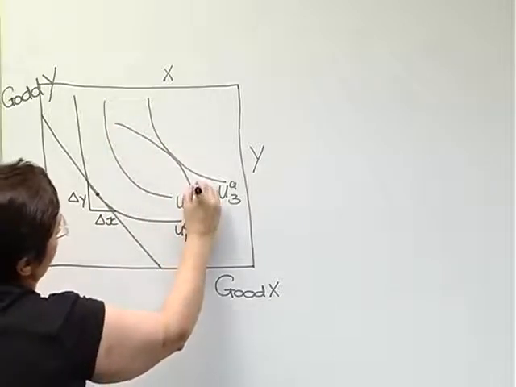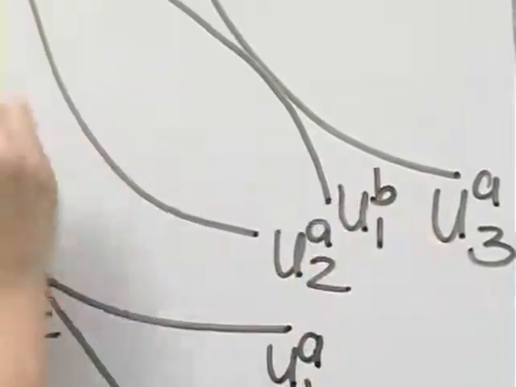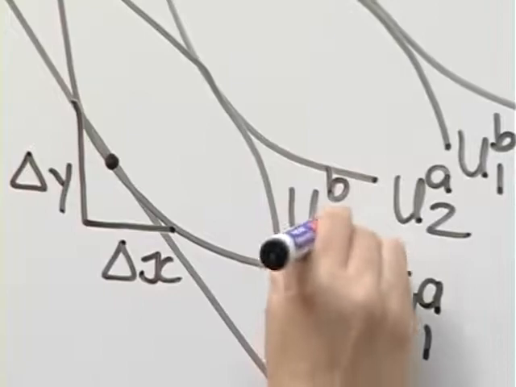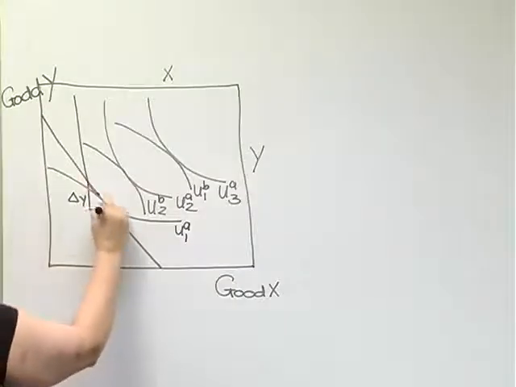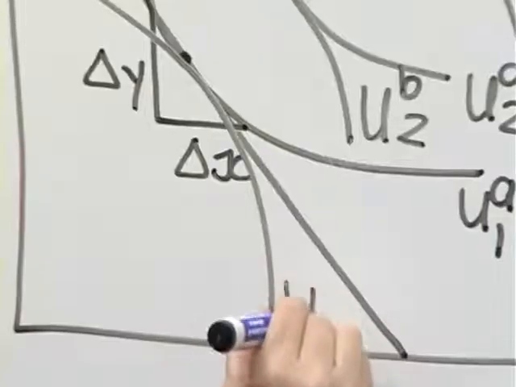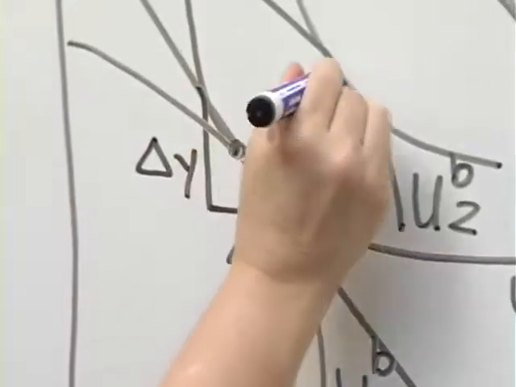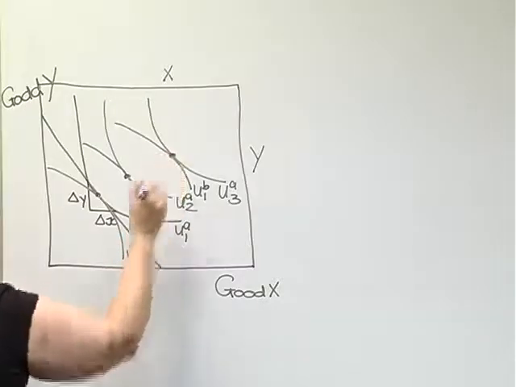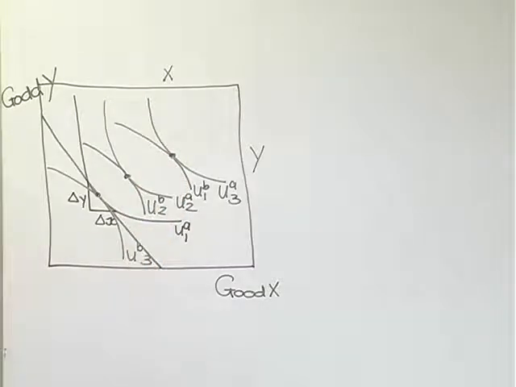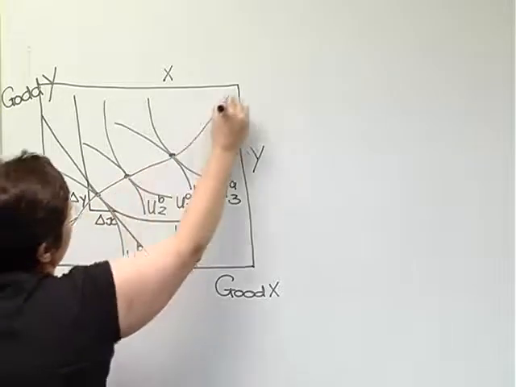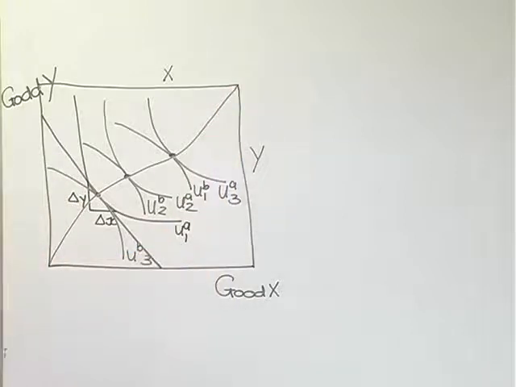Person B, UB1, UB2, and UB3. So all of these points, you'll remember, are the Pareto optimal points. That is where you cannot make the one person better off without harming the other person. And we're going to connect these points and get the so-called, again, contract curve.